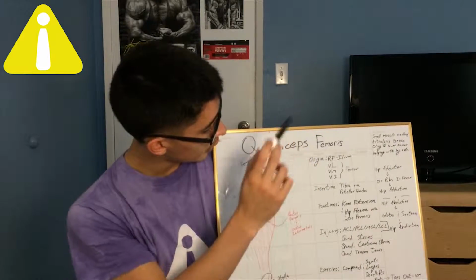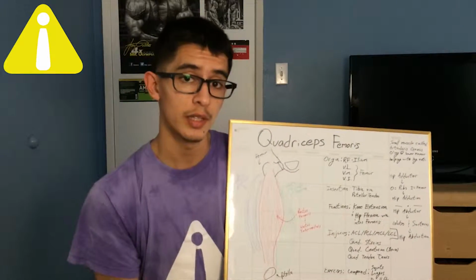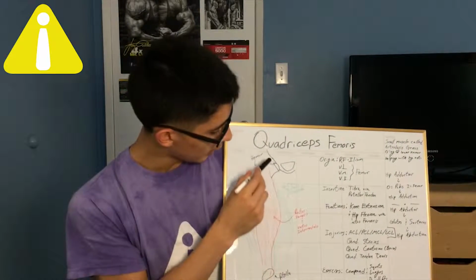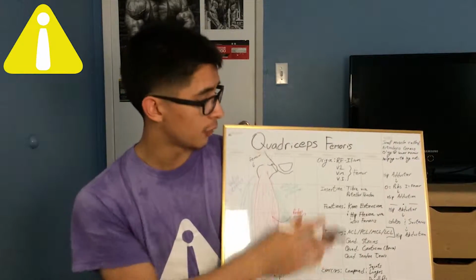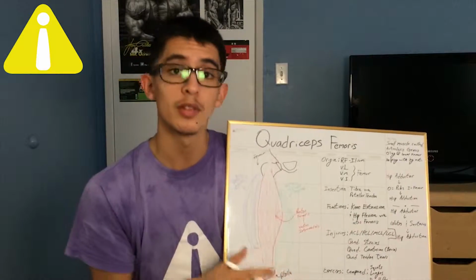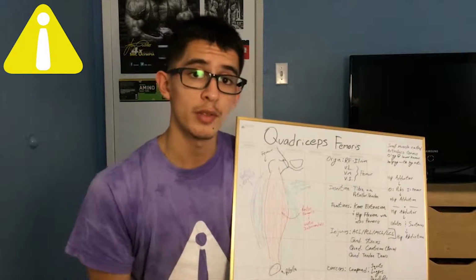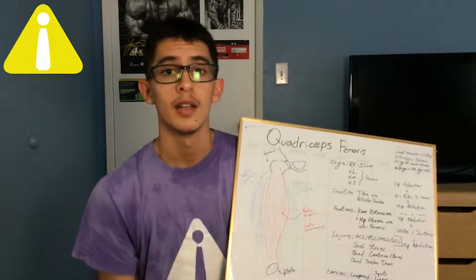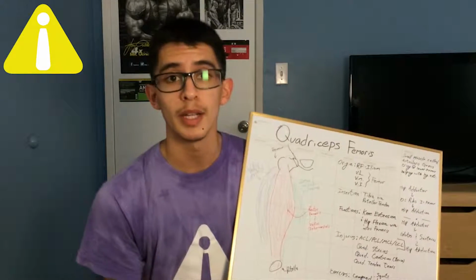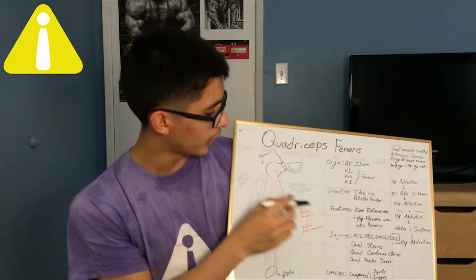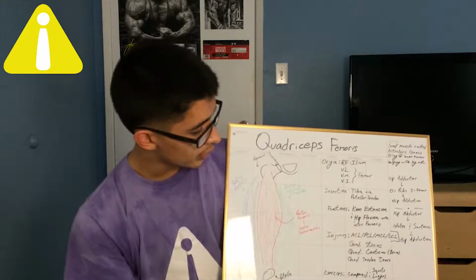The origin for the rectus femoris is the ilium, which is a part of your pelvic bone, and then it inserts into the tibia, as with the other muscle groups, but the other ones only originate on the femur. The rectus femoris crosses two joints, meaning that it carries two functions, but it is more prone to injury. The rectus femoris helps with knee extension and hip flexion.